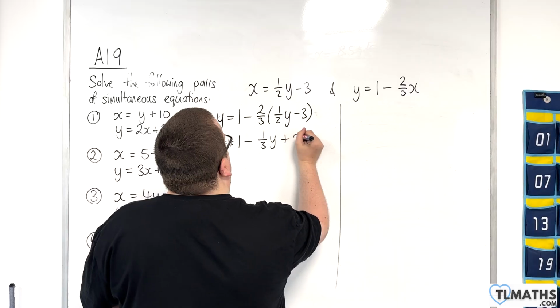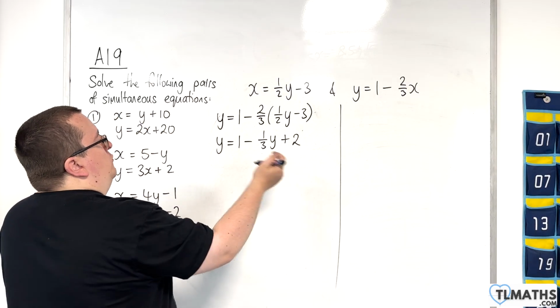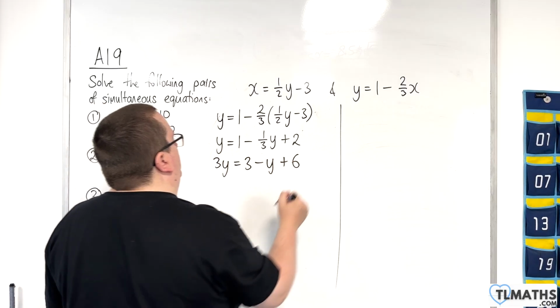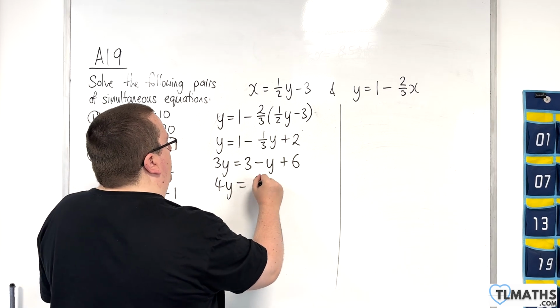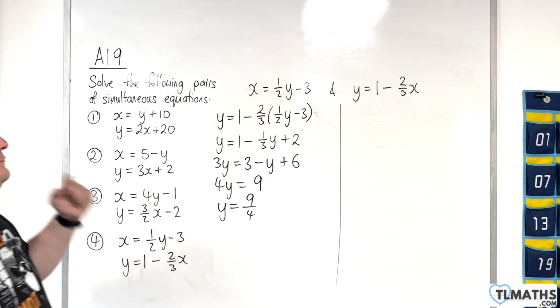So plus 2. Now let's get rid of that fraction. So multiply everything through by 3. So 3y is 3, take away y plus 6. Add y to both sides. 3 plus 6 is 9. Divide through by 4, so y is 9/4.